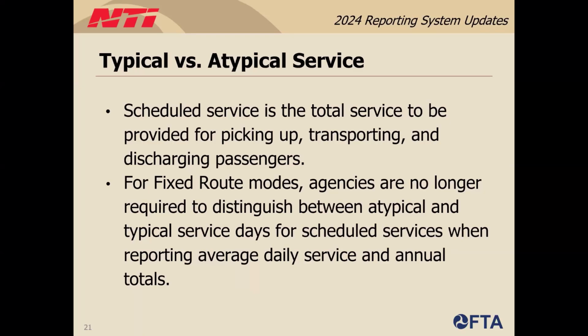In 2024, the manual has been clarified to state that for fixed route modes, agencies are no longer required to distinguish between typical and atypical service days for scheduled services when reporting your average daily and your annual totals. Okay, so a little bit of a lighter load for those of you who operate fixed route. You no longer have to distinguish between typical and atypical for those daily averages.